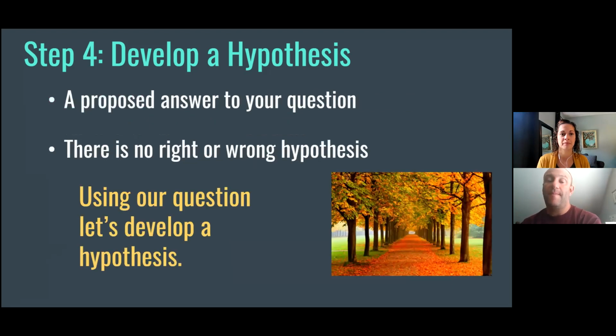Okay, as said before, it's a proposed answer to your question. And at the beginning, everyone, there's no right or wrong hypothesis. Maybe after experimentation, your hypothesis might be proved wrong, but at the beginning, there is no right or wrong hypothesis. Okay, so we want to now think about using our question about the leaves. What could a hypothesis be?